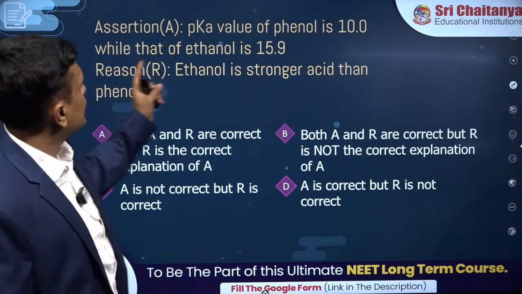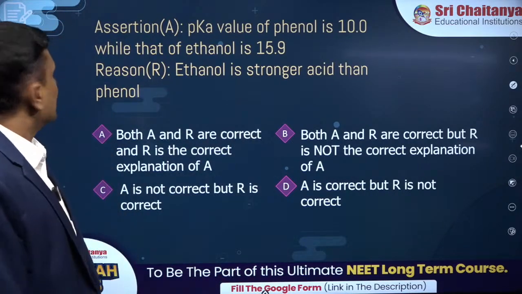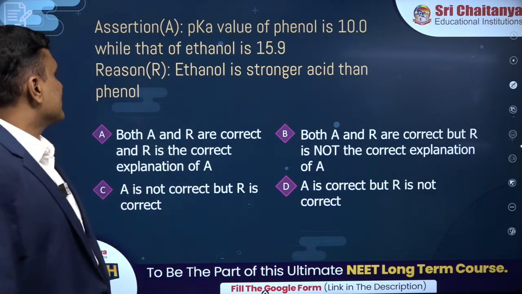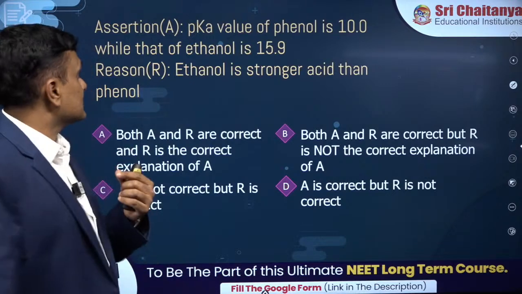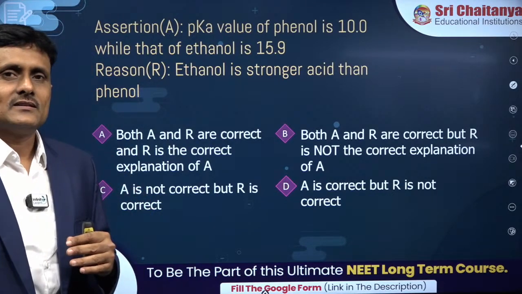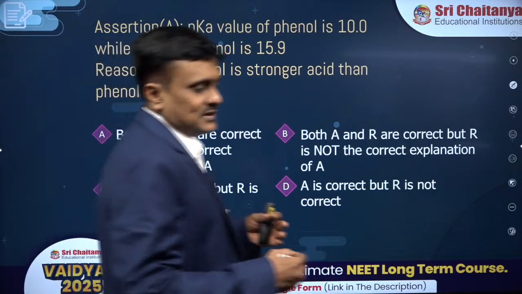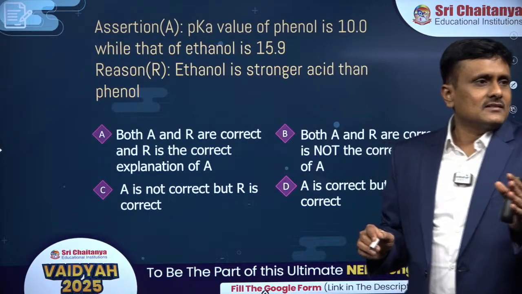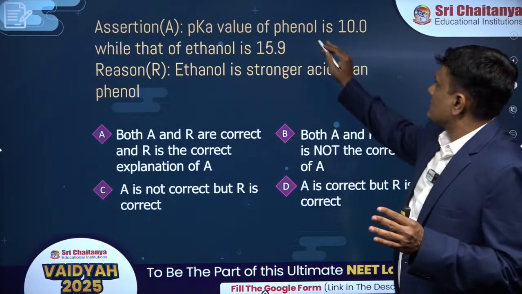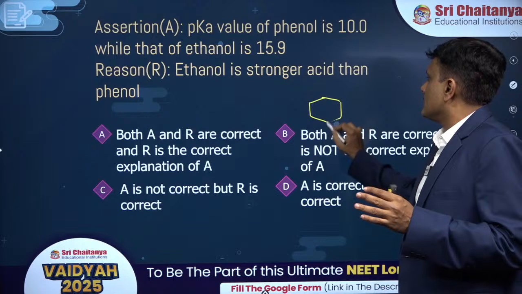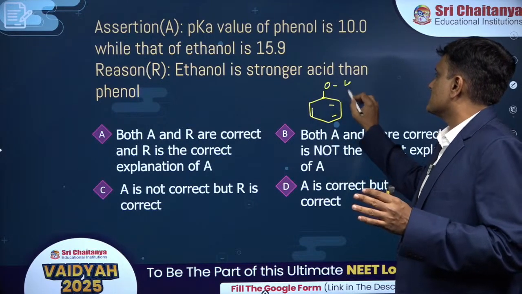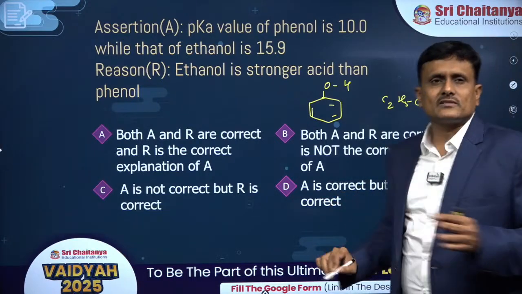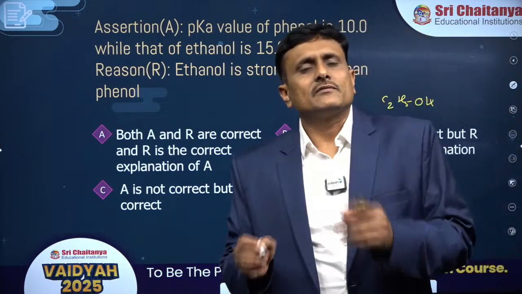Alright. pKa value, it's an assertion reason based question. Let's read the statement. pKa value of phenol is 10, while that of ethanol is something like 15.9. Alright. So, what is pKa? pKa is a measure to predict the acidic strength. Alright. If you have got phenol and ethyl alcohol, you guys tell me which one is more acidic. We have studied several times which one is more acidic, buddies? Which one is more acidic, phenol or ethyl alcohol?